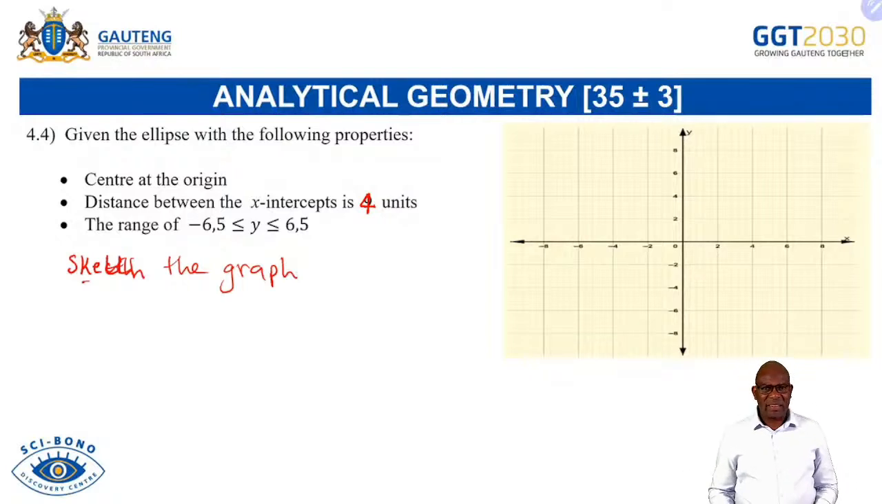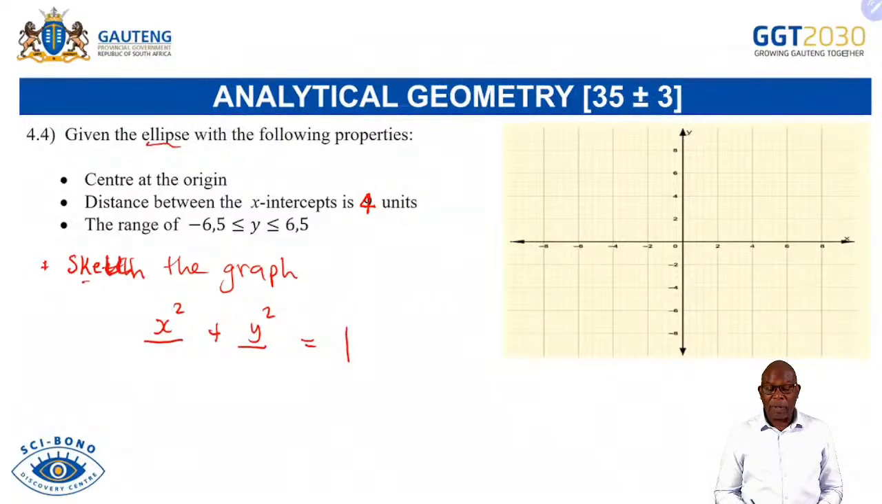Quite an unfamiliar question in there, but if you read that statement, it is really easy to write down the equation. First of all, I want to sketch that graph, so I must write down the equation. I know this is an ellipse, they've already told me that. So I know the equation of the ellipse is x squared over a squared plus y squared over b squared equals 1. It must always be equal to 1.